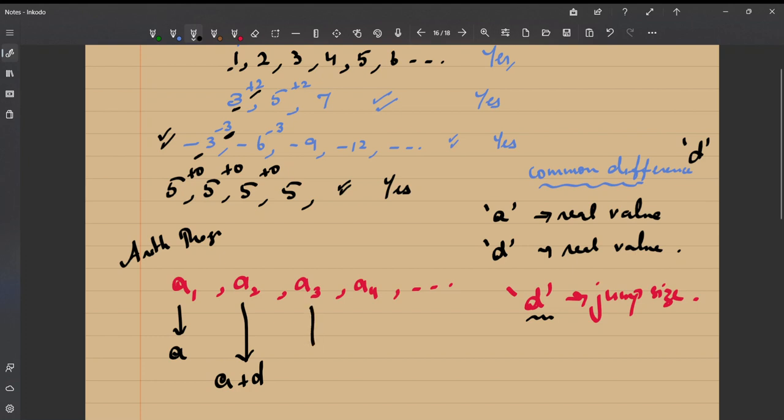Now what about your third term? The third term is a2 plus d, right? a2 plus d, but a2 is already a plus d. So can I write the third term as a plus 2d? Yes, of course. I can write it as a plus 2d.